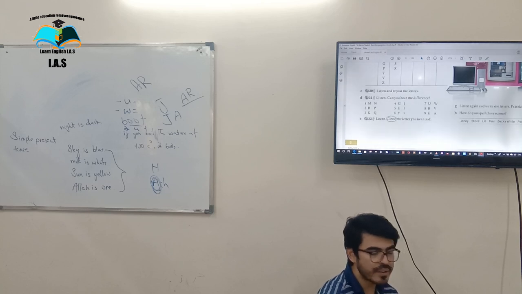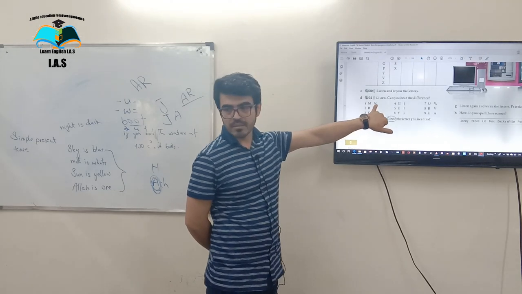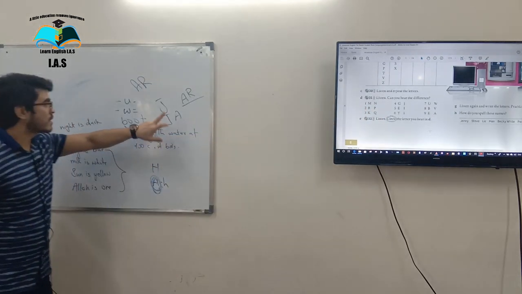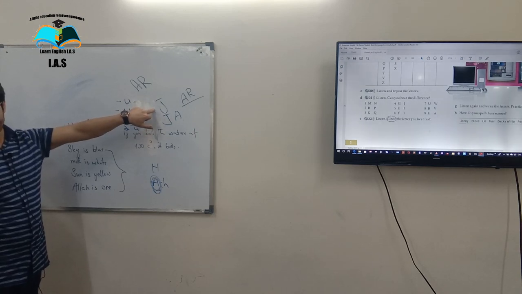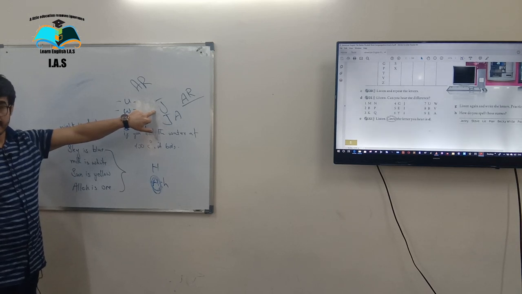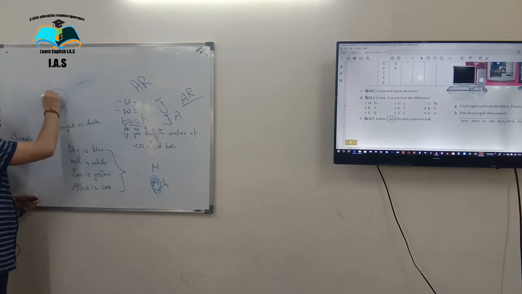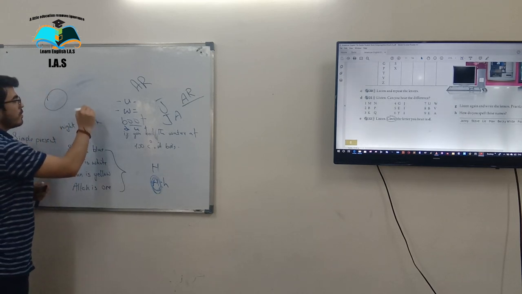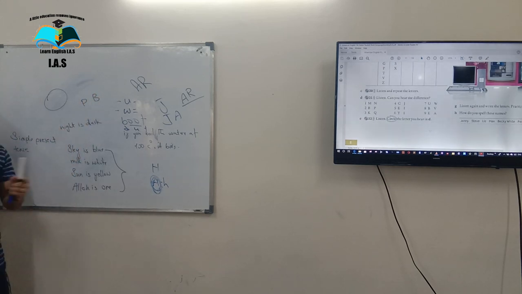Now, listen, circle the letter you hear. Now what is this? Letter? This is what? Letter. What is letter? Excellent. Circle. What is circle? Okay? Now P, B. Listen and circle the letter you hear.